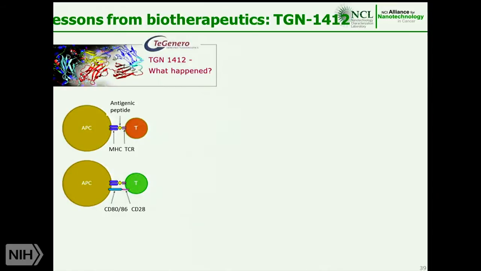I will talk about TGN-1412 compound. So what is it? What happened here? There was a company in Europe, TeGenero Immunotherapeutics, that developed an antibody, superagonist monoclonal antibody, that recognized CD28 on the surface of the T cells. So what was this antibody expected to do?